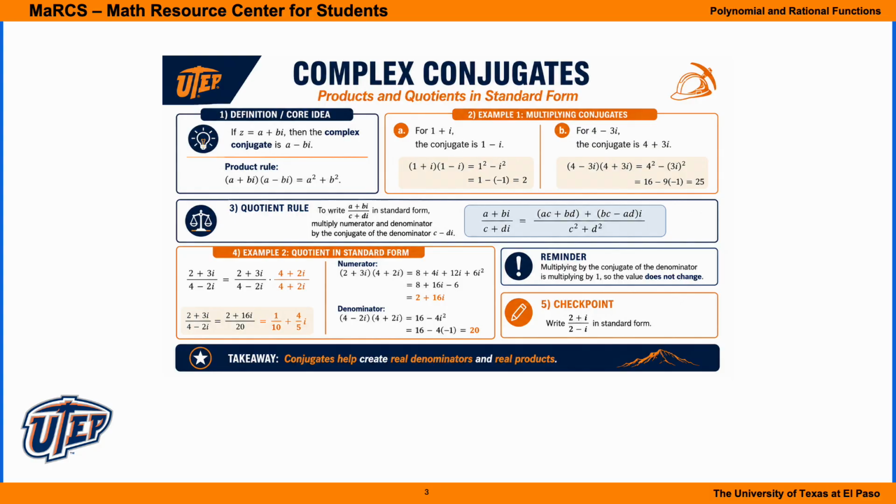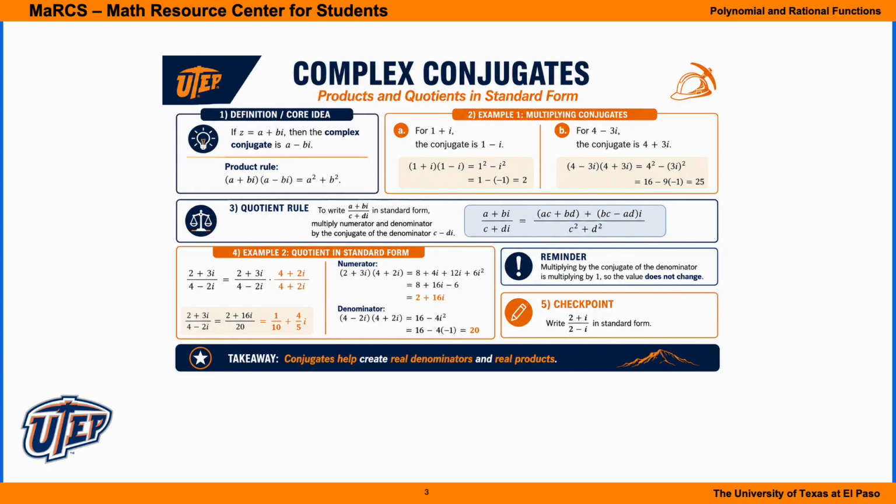So, for example, we have 1 plus i. Then the conjugate is 1 minus i. So when we multiply a complex number by its conjugate, we will get a real number. So 1 plus i times 1 minus i is equal to 1 squared minus i squared. So i squared was negative 1, so 1 minus negative 1 is equal to positive 2.